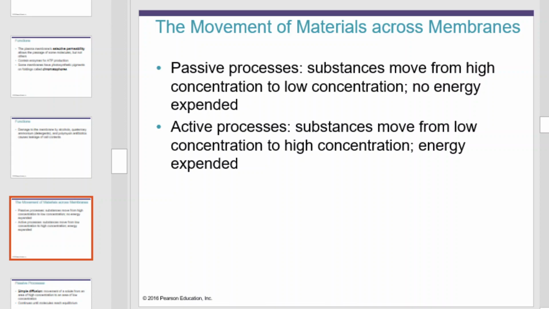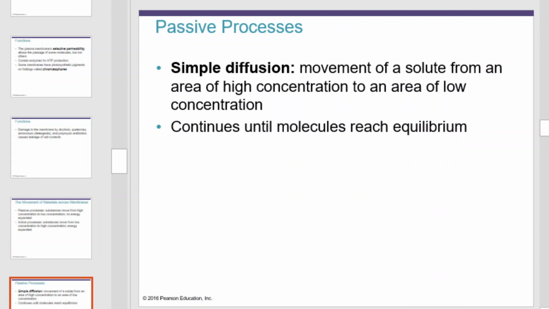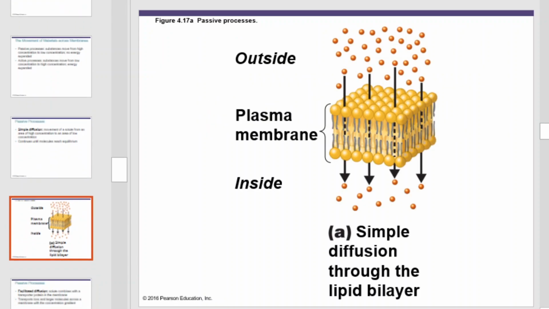Active processes allow substances to move quite literally in the opposite direction, from low concentration to high concentration, and energy is required. Simple diffusion is an example of a passive process that moves material through a cell membrane from an area of high concentration to low concentration. Simple diffusion will continue until molecules reach equilibrium. Once equilibrium is reached, molecules will continue to move, but they will move from one side of the membrane to the next proportionally. This is an illustration of passive diffusion.